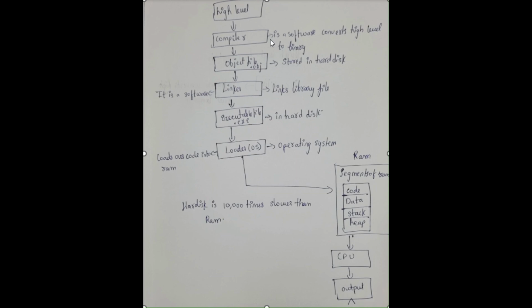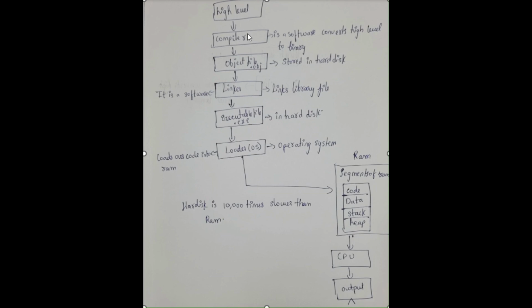This binary code is stored in a file. What is that file called? It is called an object file. The binary data is stored in a file, and that file is called an object file because it is created with the extension .obj. For example, coding.obj. Like that, it is created with the .obj extension. Where is it stored? It is stored in the hard disk.